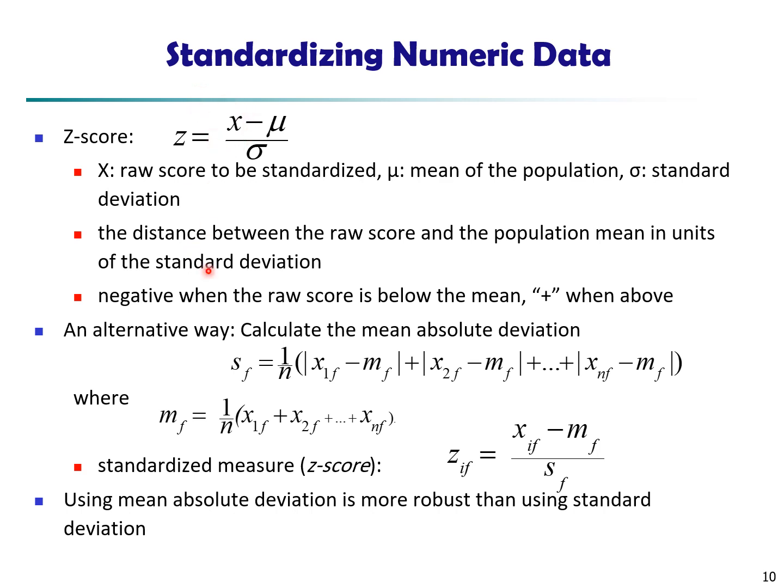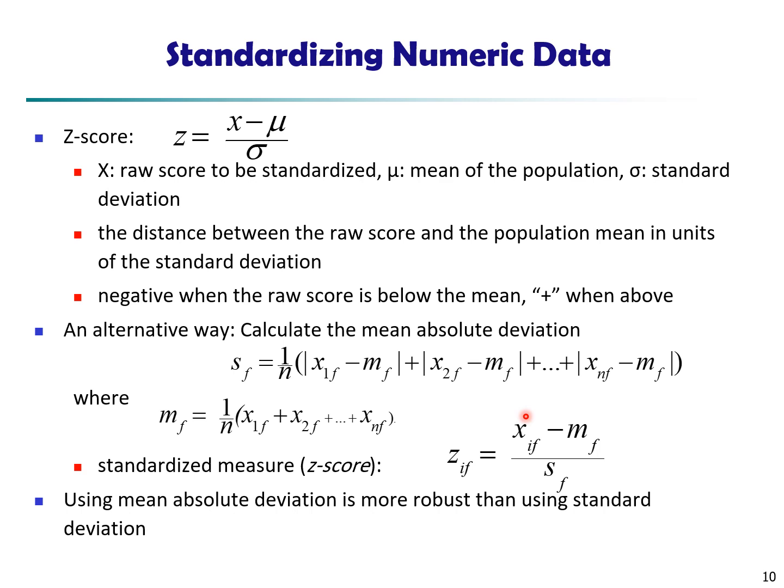If we get a positive score, then x is above the mean. Now, another way to do that, instead of calculating the z-score, is to calculate the absolute deviation. And this is the formula for the absolute deviation. In that case, instead of using the standard deviation, we'll be using the absolute deviation.